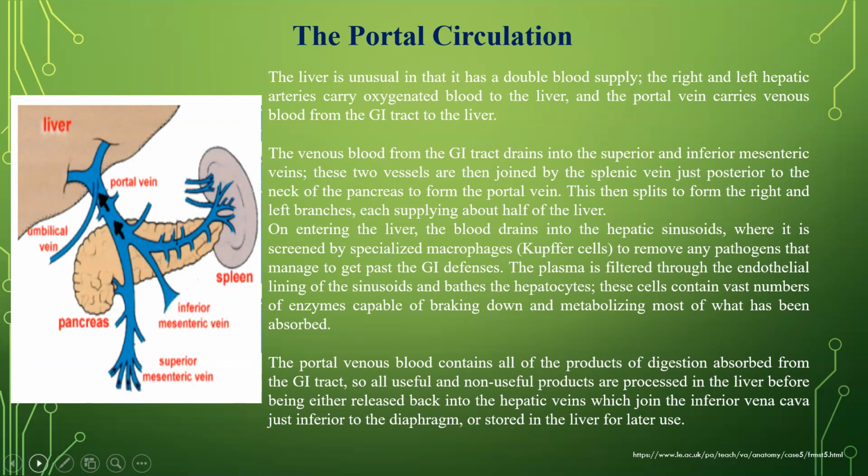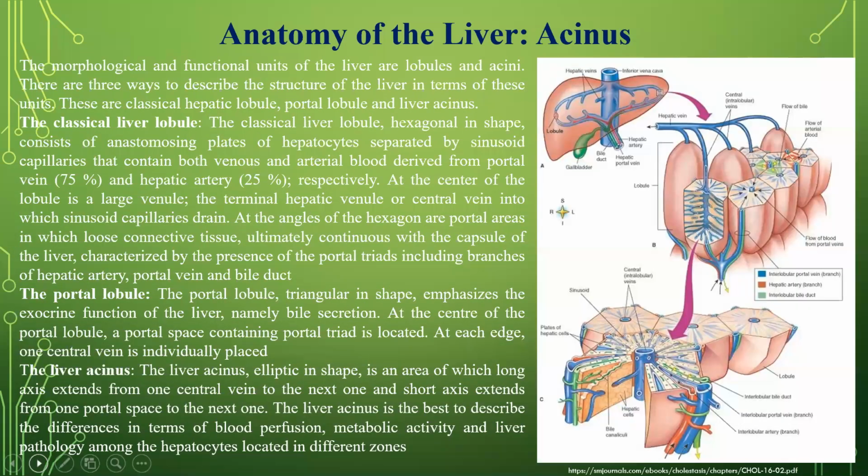The plasma is filtered through the endothelial lining of the sinusoids and bathes the hepatocytes. These cells contain vast numbers of enzymes capable of breaking down and metabolizing most of what has been absorbed. The portal venous blood contains all of the products of digestion absorbed from the GI tract. So all useful and unuseful products are processed in the liver before being either released back into the hepatic veins, which join the inferior vena cava just inferior to the diaphragm, or stored in the liver for later use.